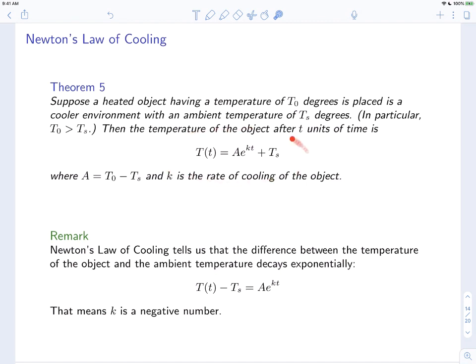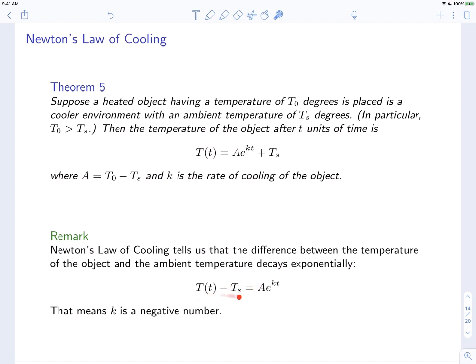If we look at the formula from Newton's law of cooling, if you subtract T sub s from both sides, then you have this equation. Capital T at lowercase t, that's the temperature of the object after t units of time. And T sub s is the temperature of the surroundings. We're assuming that the temperature of the surroundings is remaining constant.